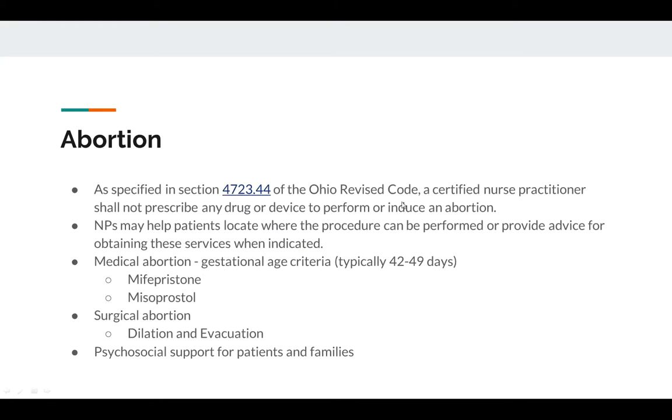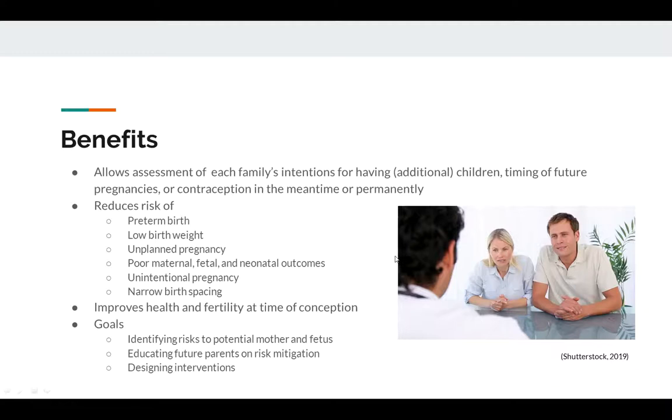So for example, you can use one of them for facilitation of a spontaneous abortion. So when a woman is miscarrying, you can help her to continue that process. A dilation and evacuation or surgical abortion is also an option for these patients, and that is more so after this date range. And then you should also always provide psychosocial support for families and patients. So a couple key things about preconception counseling.